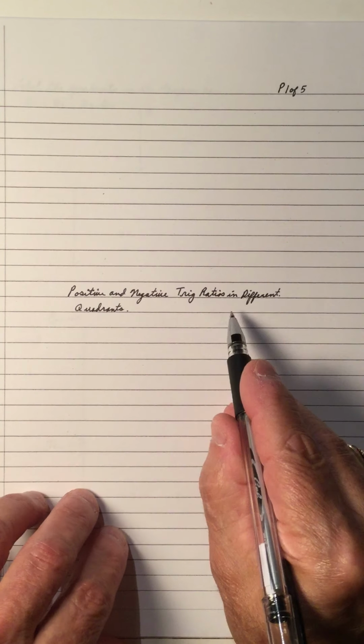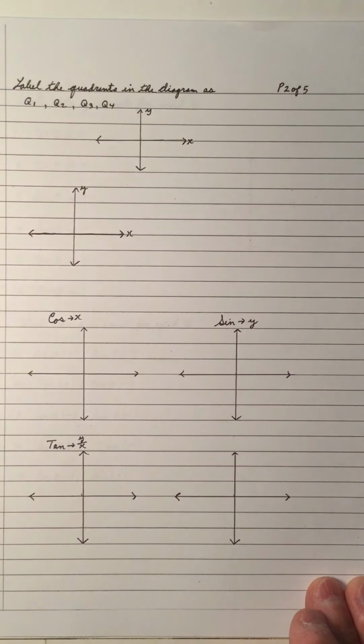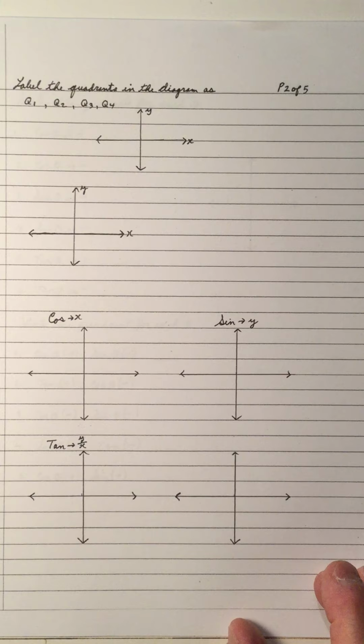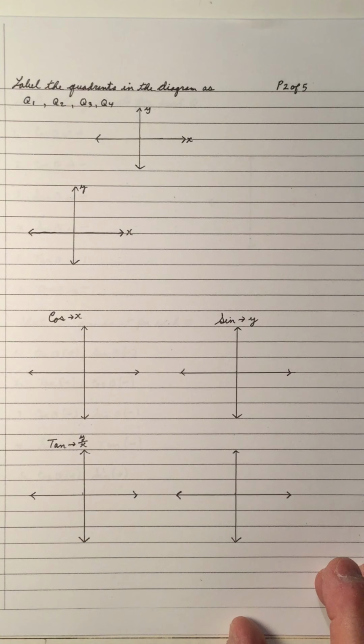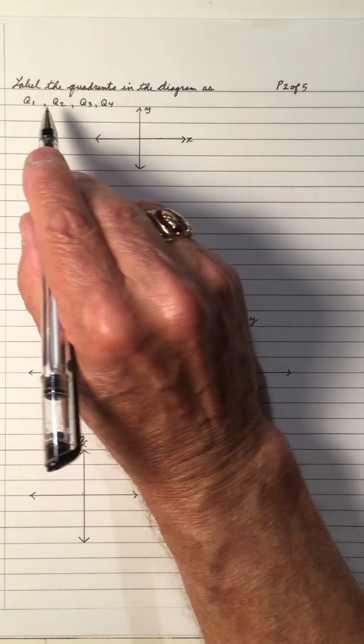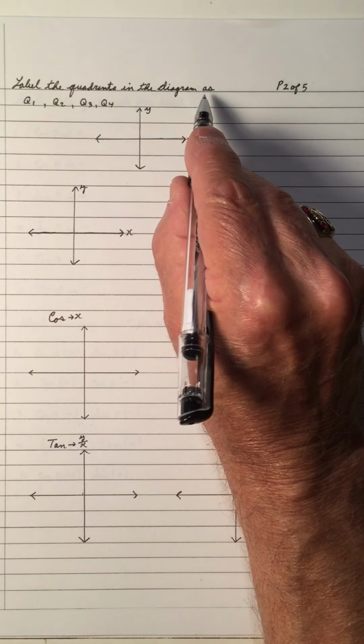Hi, and welcome to my video on positive and negative trig ratios in different quadrants. Positive and negative trig ratios depend on the quadrants. First of all, let's label the quadrants in the diagram below.